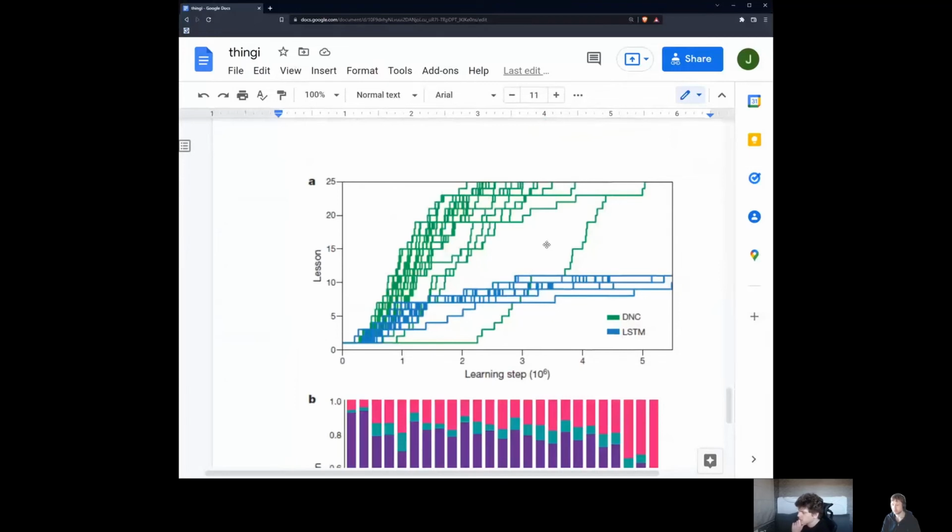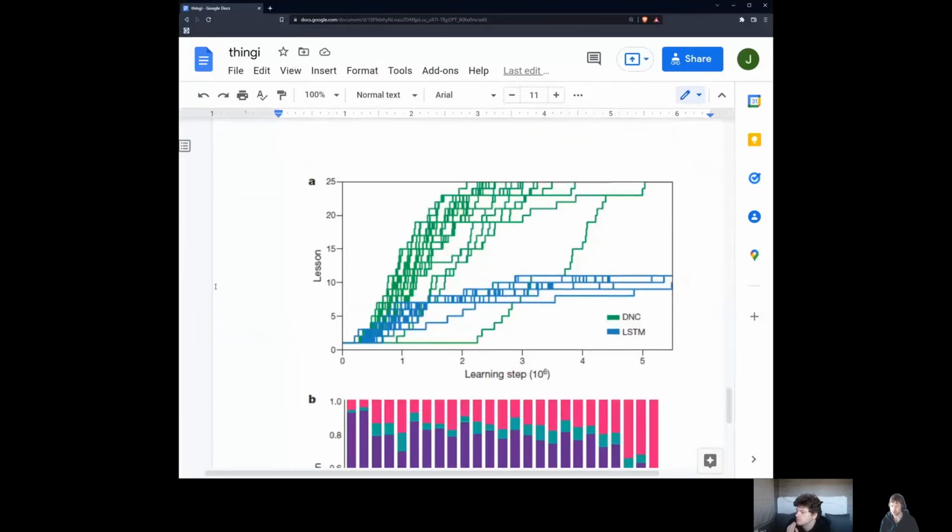But what this graph basically shows is that on the x-axis we have how much time the neural network has to spend on each of the lessons to, I guess, successfully learn it. I don't know how success is defined, but somehow it is defined. And then you can see most of the DNC networks go up pretty fast. Some of them, due to random initialization, go up slower depending on the beginning parameters.